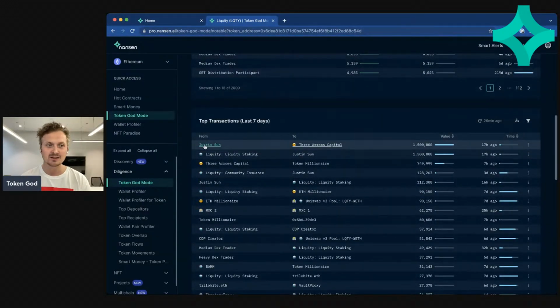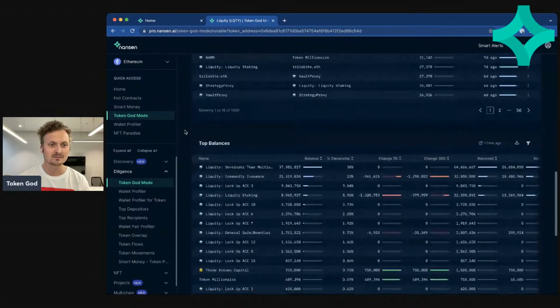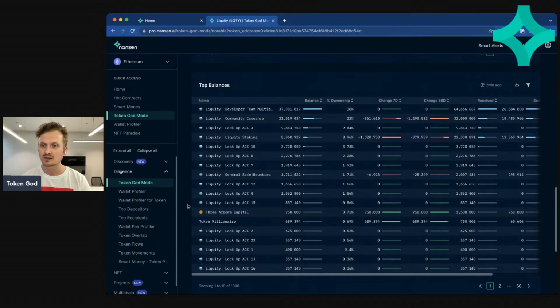And from Justin Sun to 3 Arrows. That's curious. So is that an OTC deal? Is it a liquidity transfer? Is it PSYOPs at the highest level? Who knows? But interesting nonetheless. And now we see 3 Arrows here at 750,000, high up on the rankings. Okay, interesting. Price pumping as well. And this explains why this has been high on the smart money rankings, right? Because 3 Arrows is listed as a smart money address.